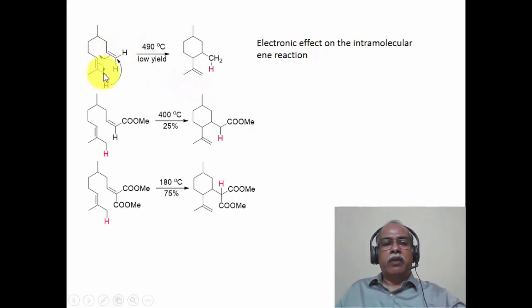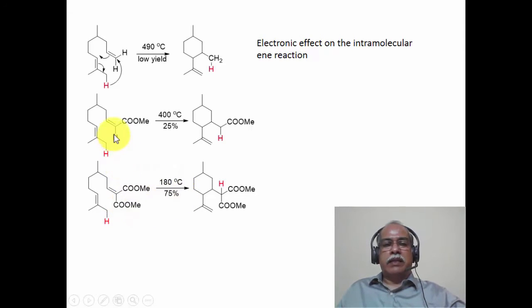When the enophile is substituted with the carbomethoxy functional group, the reaction takes place at a lower temperature with a higher yield. A very low yield of the product is observed under the pyrolysis condition, whereas under these conditions the yield is slightly better. Instead of one carboxylic acid functional group, when both positions are substituted with the carboxylic acid functional group, the reaction temperature is brought down dramatically to about 180 degrees Celsius, and the yield of the ene reaction product is also very high, about 75% or so.